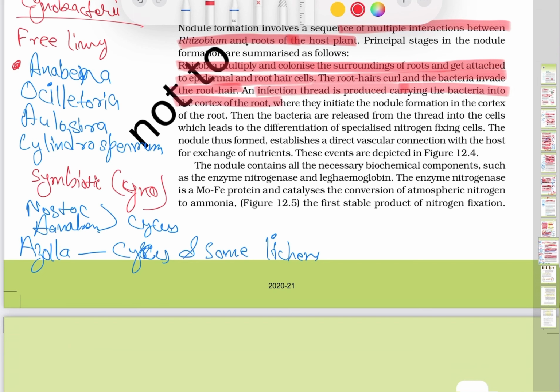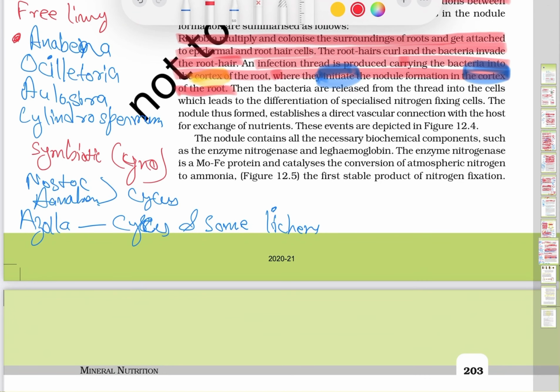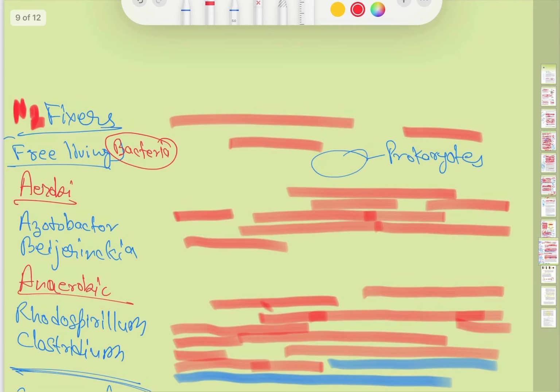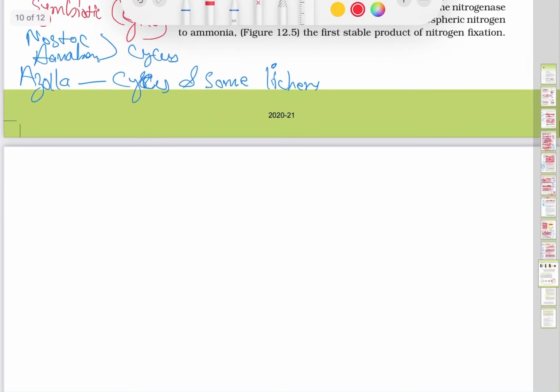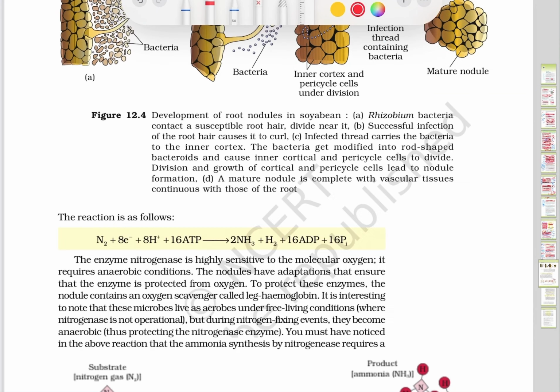Then the bacteria are released from the thread into the cortex cells, which leads to the differentiation of specialized nitrogen fixing cells. The nodule thus formed establishes a direct vascular connection with the host for exchange of nutrients.